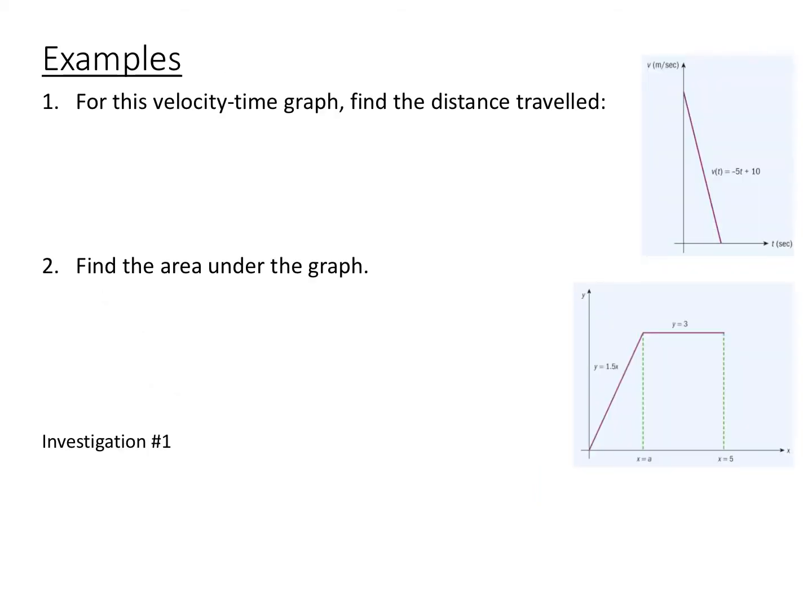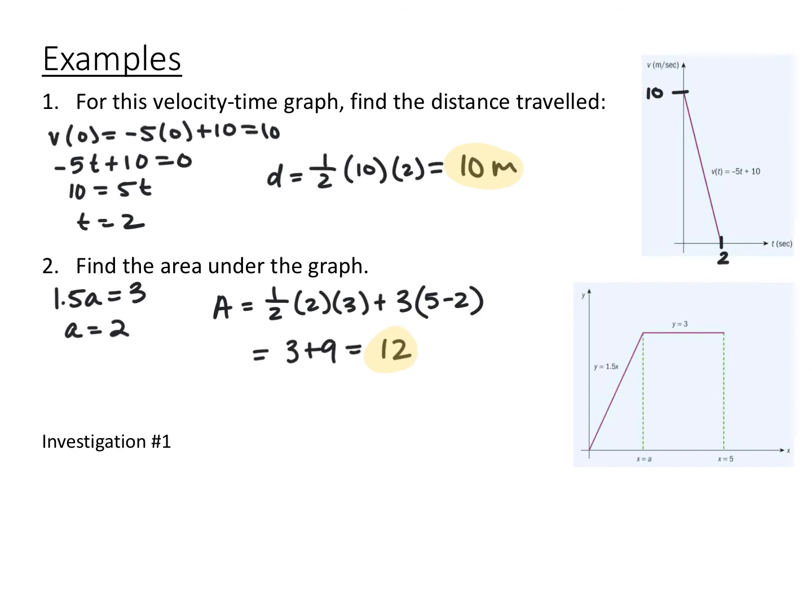So for these two graphs, find the area under the curve. The first one represents a velocity time graph like we just did, so you're finding distance traveled. And then the second one is more general, just find the area between the curve that they give us and the x-axis. So go ahead and pause the video and try these two.